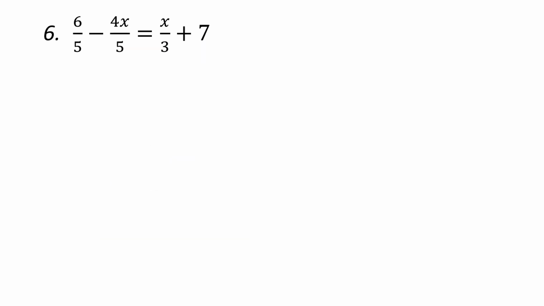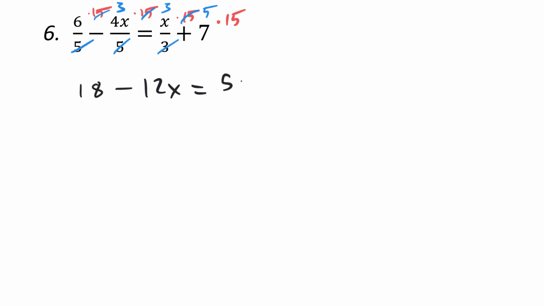Okay, we've got another one. In this case, I think multiplying by 15 will work because 15 is a multiple of 5 and 3. And each term needs to get multiplied. So these are going to simplify to a 5, these to a 3, these to a 3. So 6 times 3 is going to be 18. 4 times 3 is 12x. This is 5x, and then we've got the 7 times 15, so the 105.